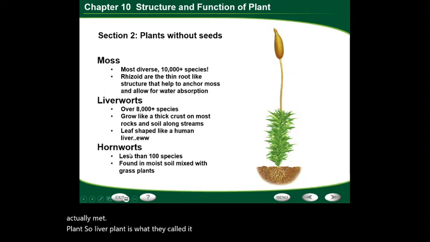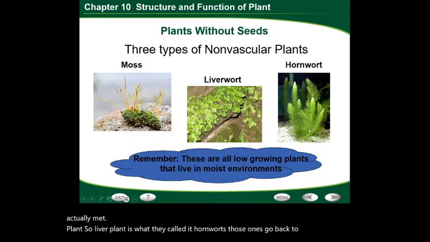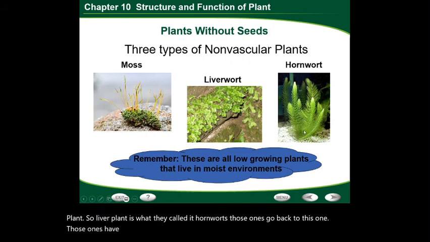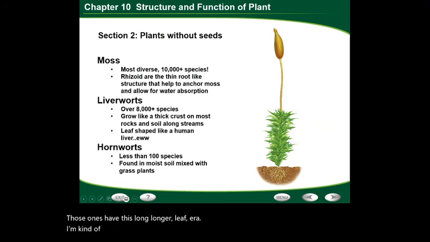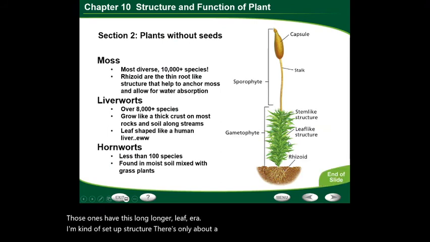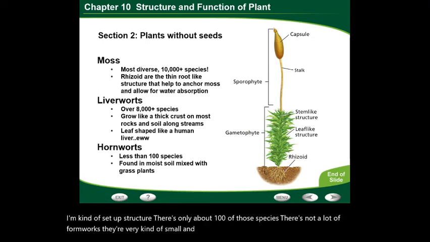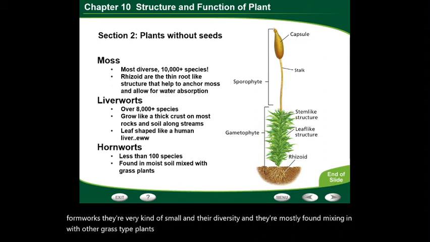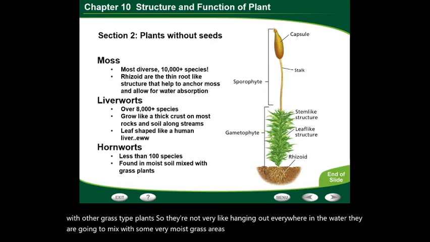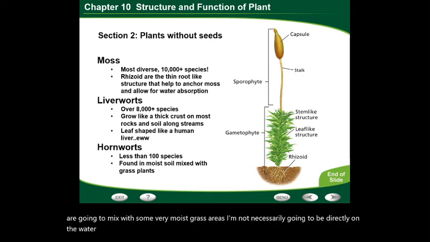Hornworts, let's go back to this one. Those have a longer, leafier kind of structure. There are only about 100 of those species. There's not a lot of hornworts; they're very small in their diversity. They're mostly found mixing in with other grass-type plants, so they're not hanging out everywhere in the water. They mix in with very moist grass areas, not necessarily directly on the water or the soil near water.